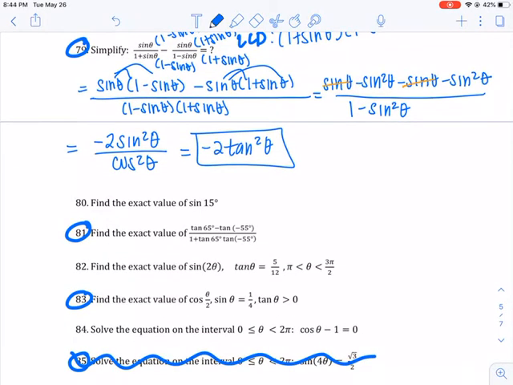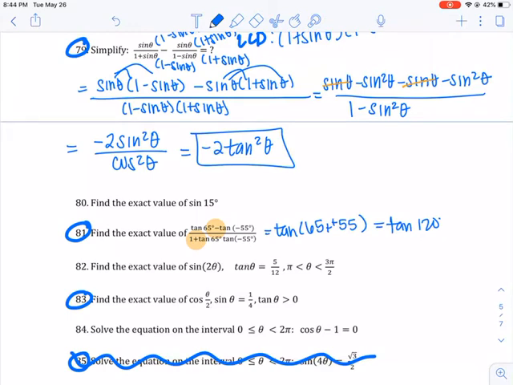Okay, 81 is a sum and difference formula. So we have on the numerator, you have tan 65 minus, and then the plus on the bottom. Okay, so that's the same as tangent with a difference. So this is equal to tan 65 minus negative 55, which is tangent of 120.